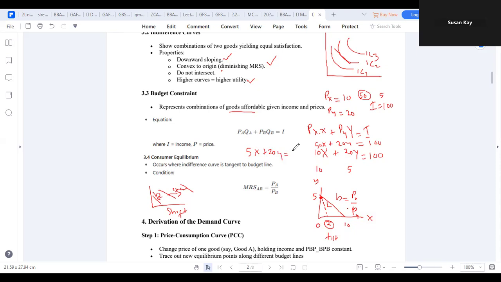The y again will still be the same because when we divide 100 by 20, we get 5. But 100 divided by 5 will give what? 20. So it will tilt. I'm using a dotted line. It will tilt outward. So meaning you're going to get a what? A 20. So instead of consuming the original 10 units, you consume 20 units of good X. So this is what happens even in our normal consumer behavior.